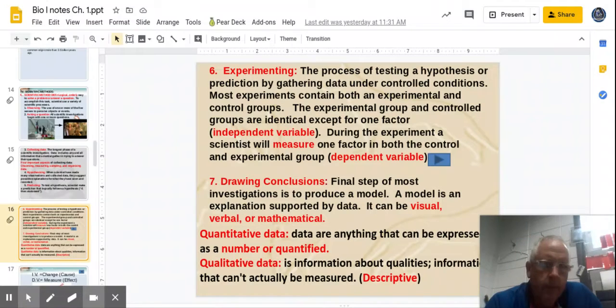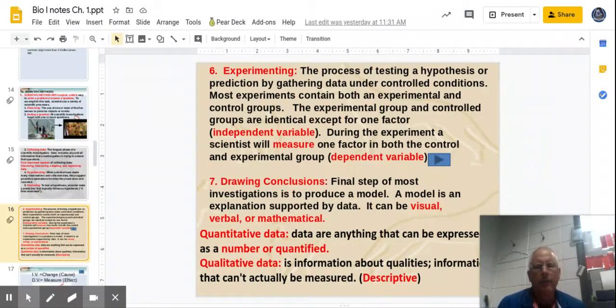Now I'm going to give you a little bit of an assignment probably tomorrow online that goes through independent and dependent variables a little bit more. It's actually from Mythbusters. It's really good. Experimenting is the process of testing a hypothesis. Experimenting is testing your predictions, your hypotheses usually.